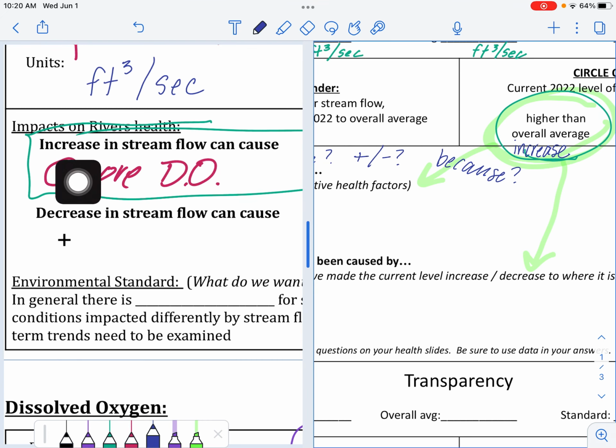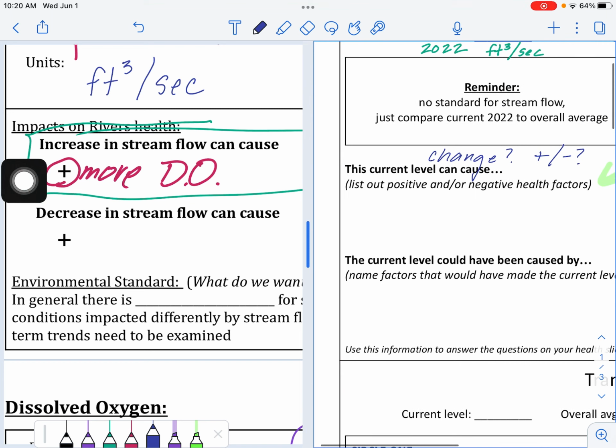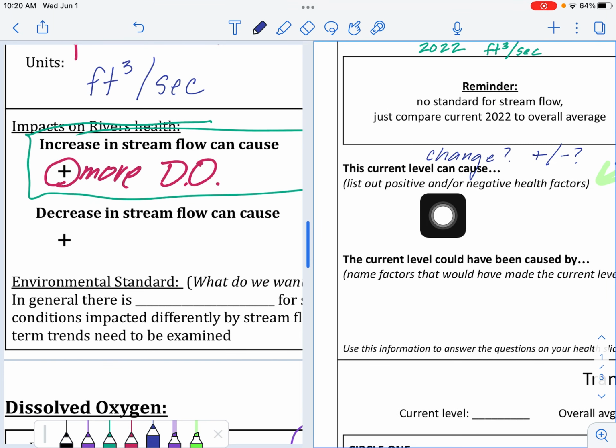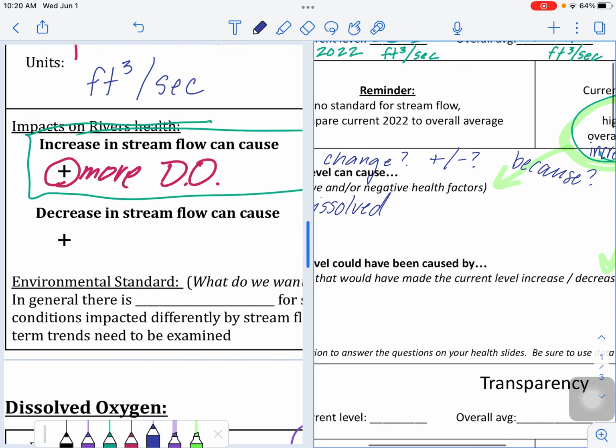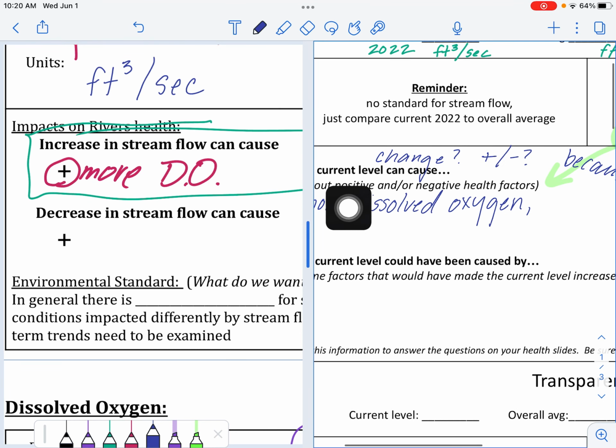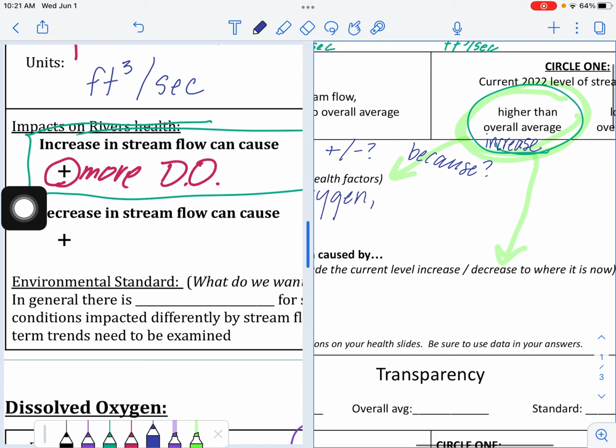First off here, more dissolved oxygen. So thinking about my current level, higher stream flow can cause more dissolved oxygen, and then we have to decide, is this a positive or a negative factor? So the fact that there's more oxygen in the river, well, that should be a no-brainer. That's a positive.